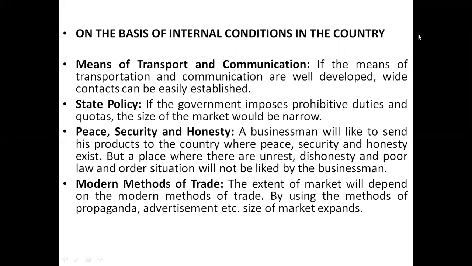Then what are the modern methods of trade? The extent of market will depend upon the modern methods of trade. By using the methods of propaganda, advertising, etc., size of market expands. Then it also depends upon the stable currency and sound banking system. Like if the currency of a country is stable and banking system of a country is sound, market will be wide.